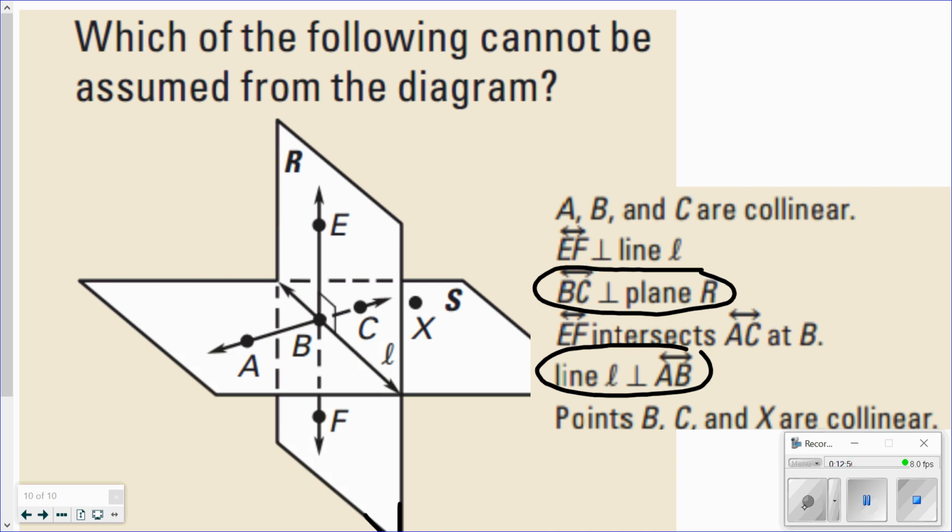And finally, are points B, C, and X collinear? That is also no. We cannot assume that. We do not see a line connecting all three, B, C, and X. It's connecting B, C, but X, there's not a line. Even though it looks like if we were to extend that line, it could hit X. We don't know that for sure because there's not a line there. So that is something we cannot assume.